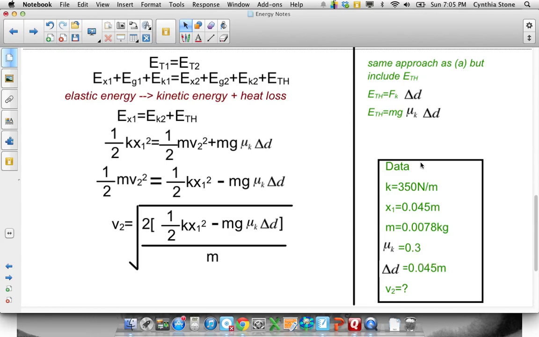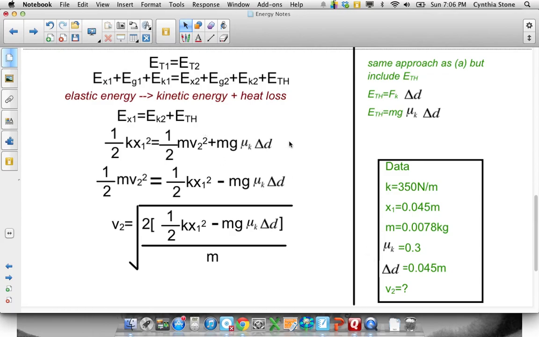The delta D, like for E thermal here, is FK delta D. And E thermal then is mg, because FK, you should know this by now, is normal times mu K. So normal in this case is just straight up and down, so it's just mg. This is the normal force, this is mu K, and that's delta D. That's where this is all coming from for E thermal. The delta D part happens to be the same as X because it's the distance of contact. So that's all the stuff I know.